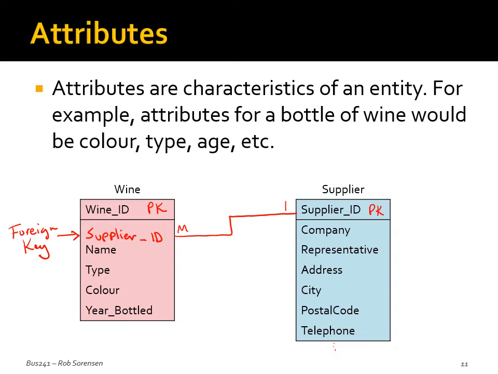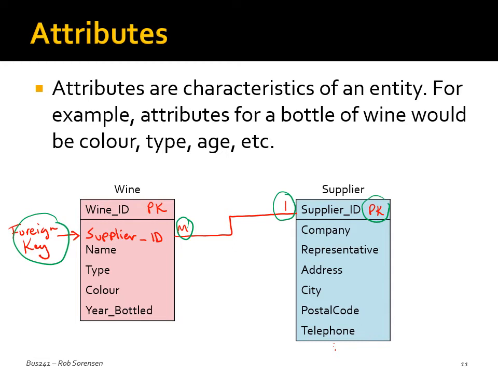There's a few things to notice, I suppose. The one side of a relationship will always hook up to a primary key. The many side hooks up to a foreign key. All right. Because let's think about it. If I've got 3 bottles of wine, I want them all to have the same supplier.